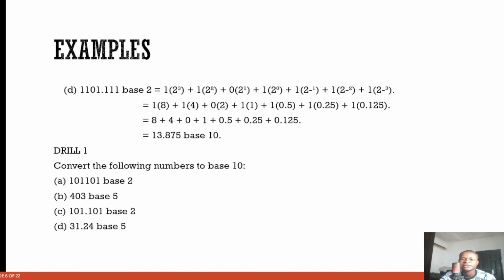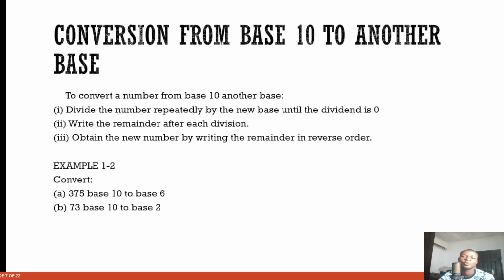So next on our agenda, we want to know how to convert from base 10 to another base. This is the procedure we are to follow. The first step is we divide the number respectively by the new base until we have the dividend to be 0.